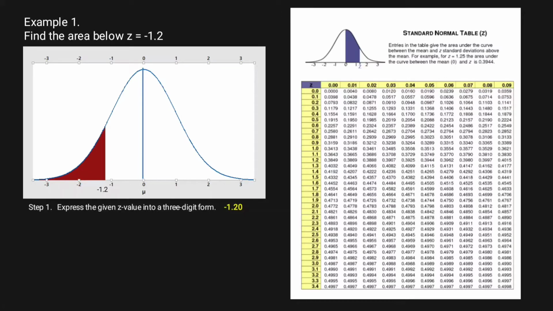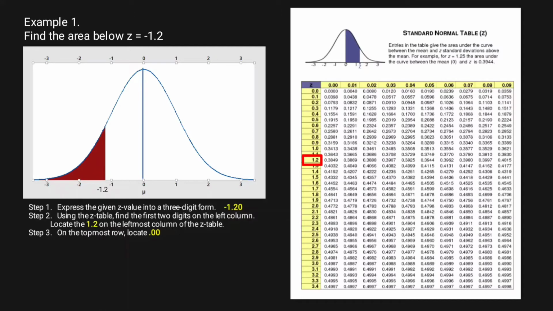So this time we will use the other table. The areas are between 0 and the given z. So ganun pa rin. Locate on the left column the 1.2. Yan. So walang negative sa table na to. So 1.2. Then on the topmost row, locate 0.00. So ayan na siya. Then get their intersection. So the value corresponding to the intersection is the area between 0 and 1.2.